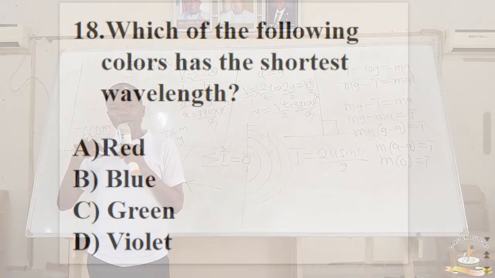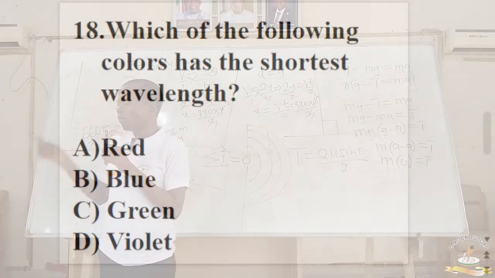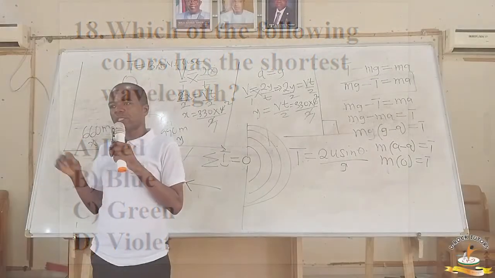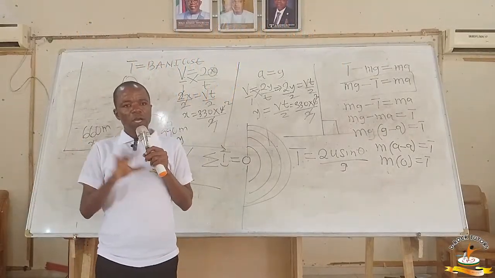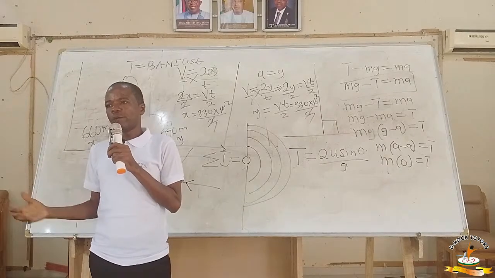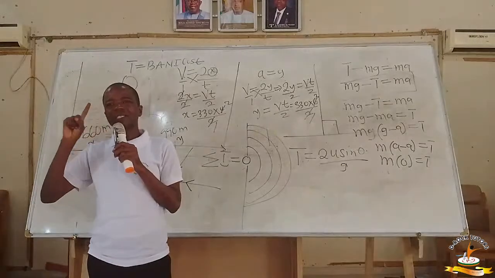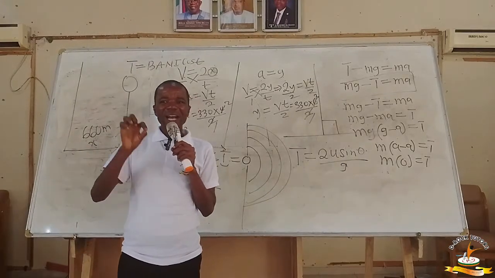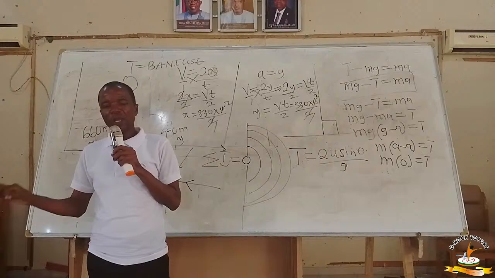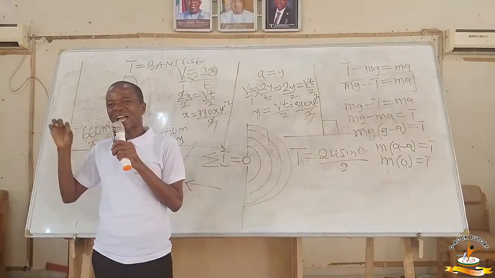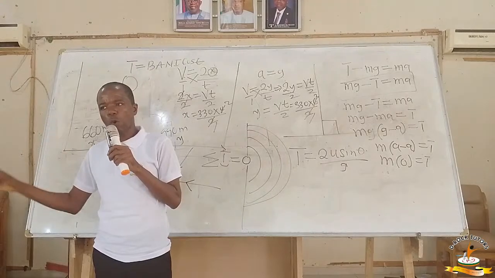Now, if you turn it around and we're asking for frequency, this time around, violet has the highest frequency, while red has the lowest frequency. So I hope you know the three of them now: the wavelength, the speed, and the frequency. Red has the longest wavelength. Violet has the shortest wavelength. Red has the fastest speed, and violet has the lowest speed. Violet has the highest frequency, while red now has the lowest frequency.